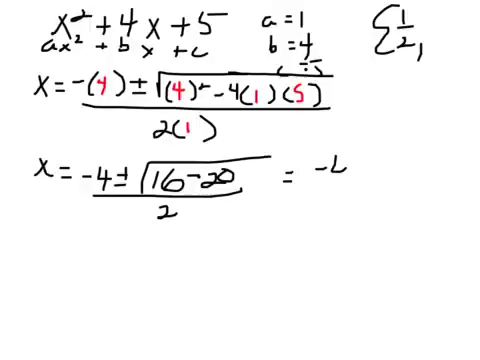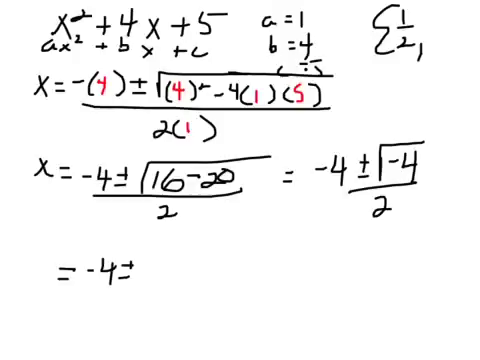So this is negative 4 plus or minus the square root of negative 4, over 2. Alright, so that's negative 4 plus or minus, now if you remember the square root of negative 4, we can think of that as the square root of negative 1 times the square root of 4. So it's going to be 2i, because the square root of negative 1 is i, and the square root of 4 is 2, all over 2.